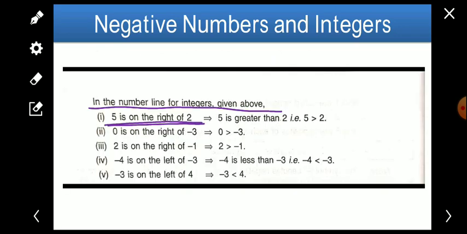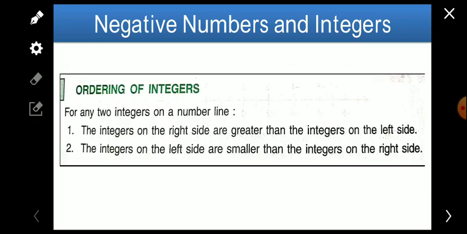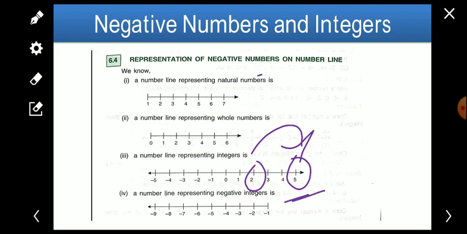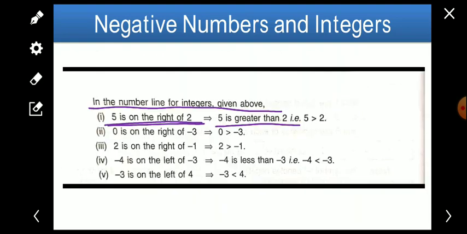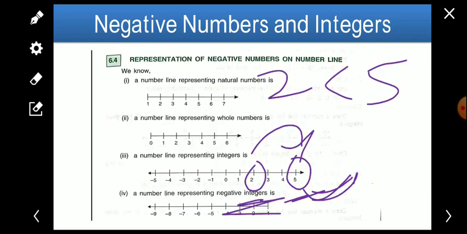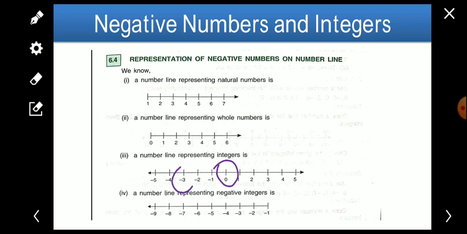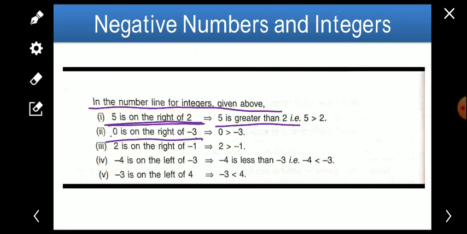So what does it mean? That 5 is greater than 2. Obviously 5 is on the right side, it means 5 is greater, because we have understood that the number which lies on the right side of another number will be bigger than that number. Like this, 0 is on the right side of minus 3. Here 0 is here and minus 3 is here. So 0 is on the right side. Obviously 0 will be bigger and minus 3 will be smaller. So 0 will be bigger than minus 3.